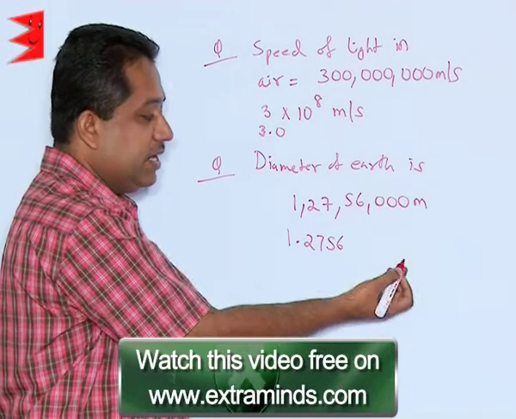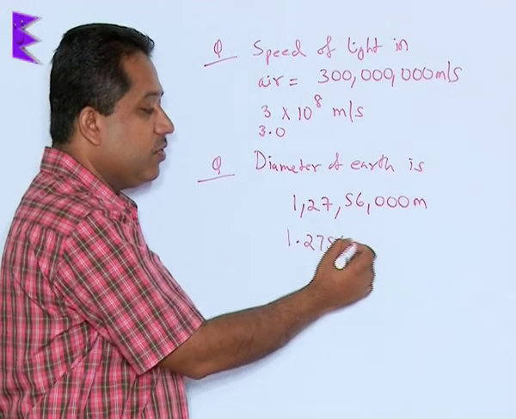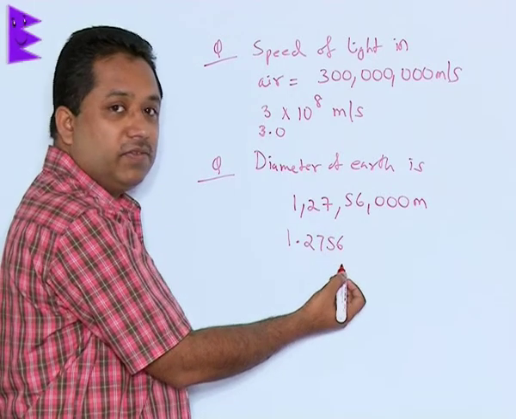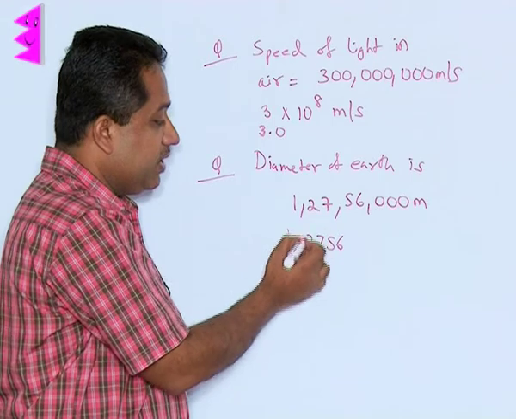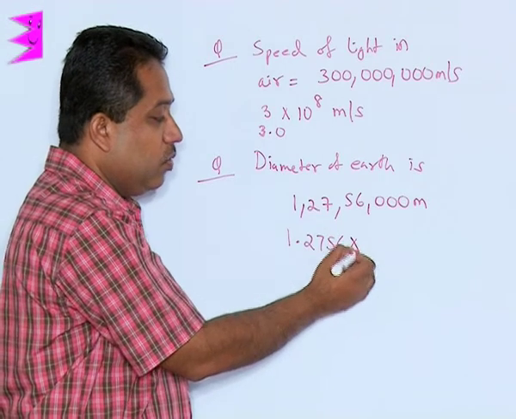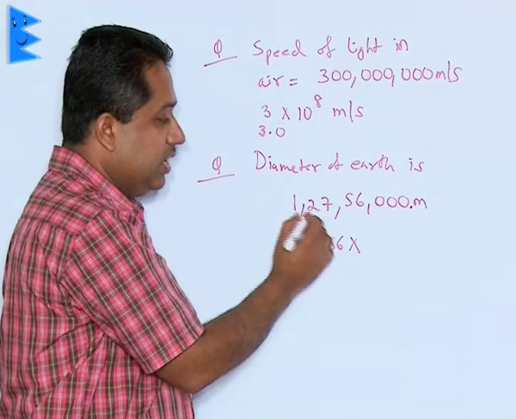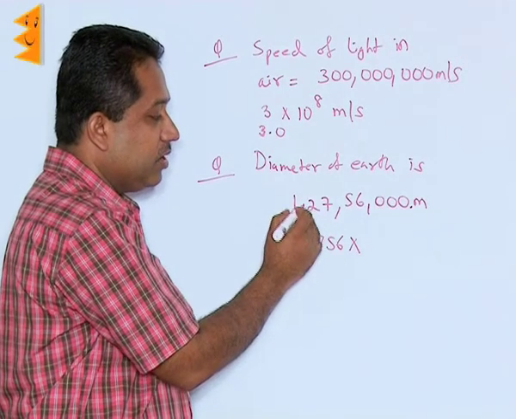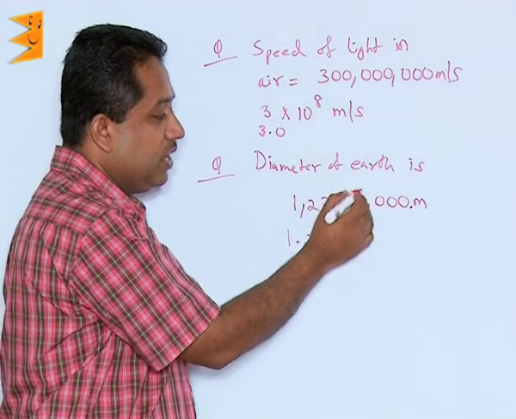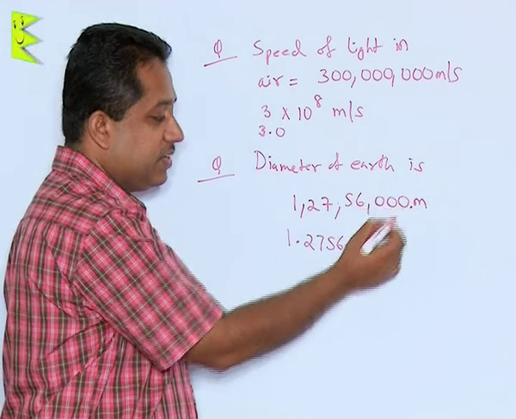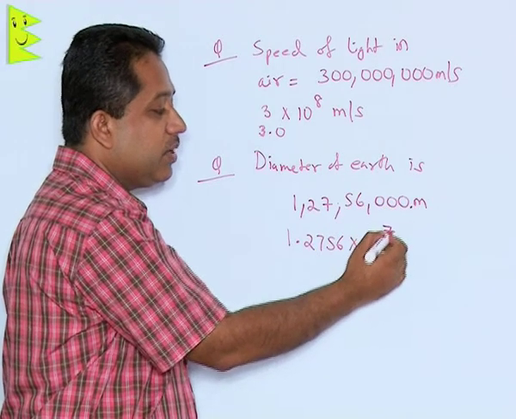So I need not write those because after the decimal, if you put zeros at the end, it doesn't have any meaning. So I am going to write it as 1.2756 into, now the actual decimal value was here. Now let's see how many times we have to shift the decimal. So this is 1, 2, 3, 4, 5, 6 and 7. So I am going to write it as 10 to the power 7.